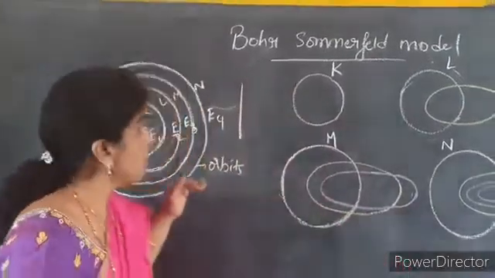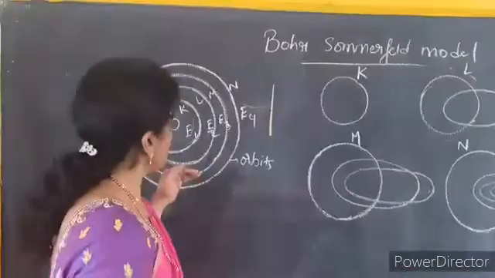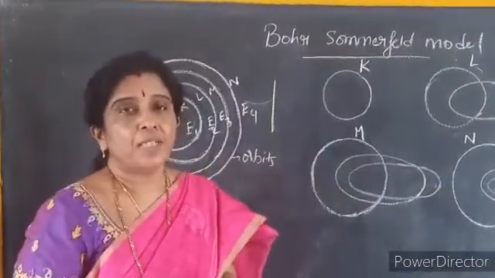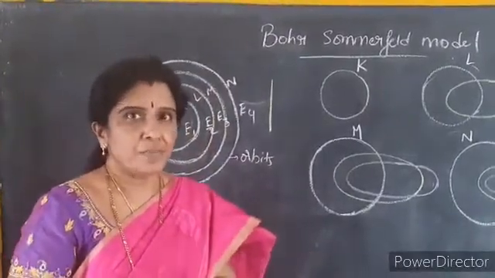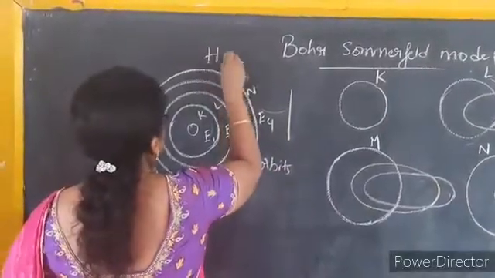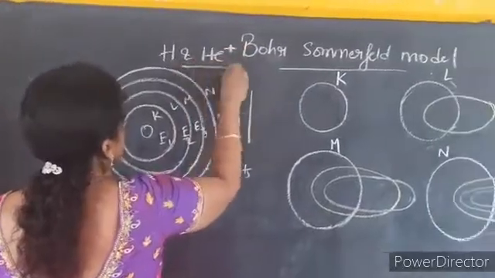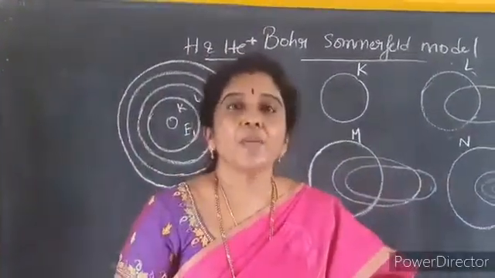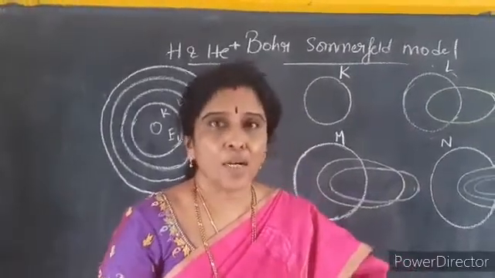Then what are the limitations of Bohr's atomic model? Bohr could not explain the structure of atoms having more than one electron. That is the first limitation. He could only explain the line spectrum of hydrogen and He plus, helium plus, which are having only one electron. So he could not explain about the atoms having more than one electron. So this is one limitation.